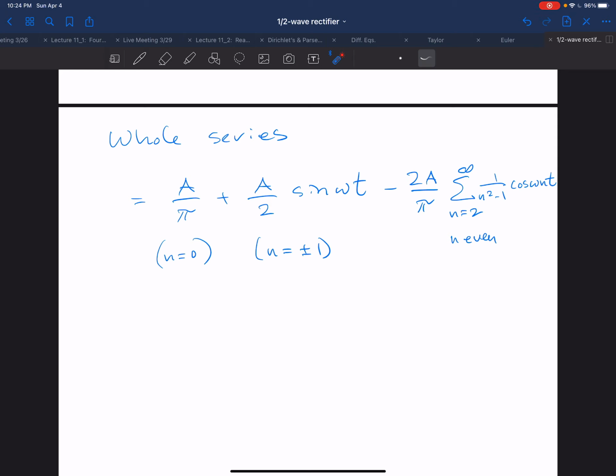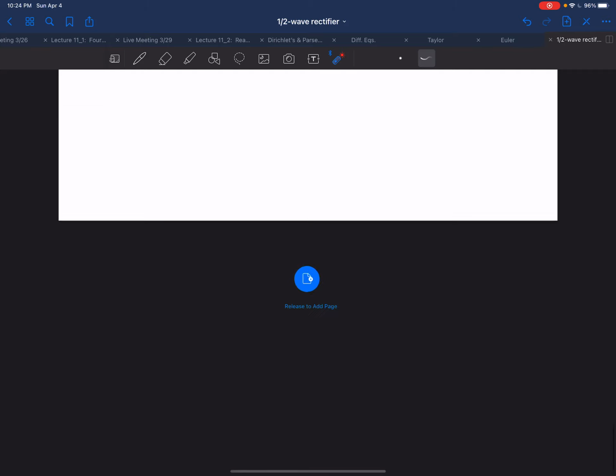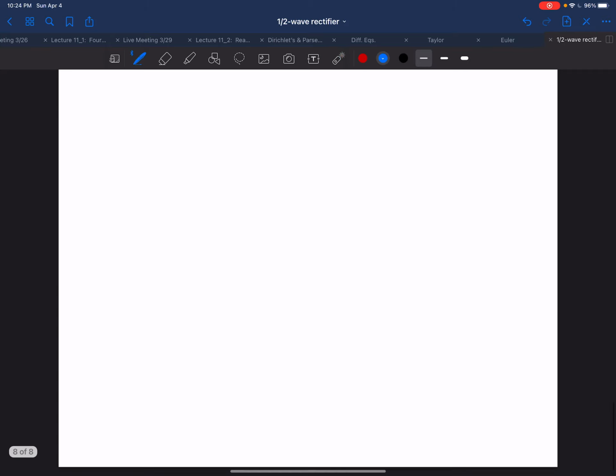So it turns out that we can do better than this if we use a so-called full wave rectifier. So we're going to leave this here for now, and we'll analyze a full wave rectifier, and we'll see that it gives us a Fourier series that looks a lot more promising from the point of view of building a DC power supply. So what's a full wave rectifier? Well, it's essentially two half-wave rectifiers put together.